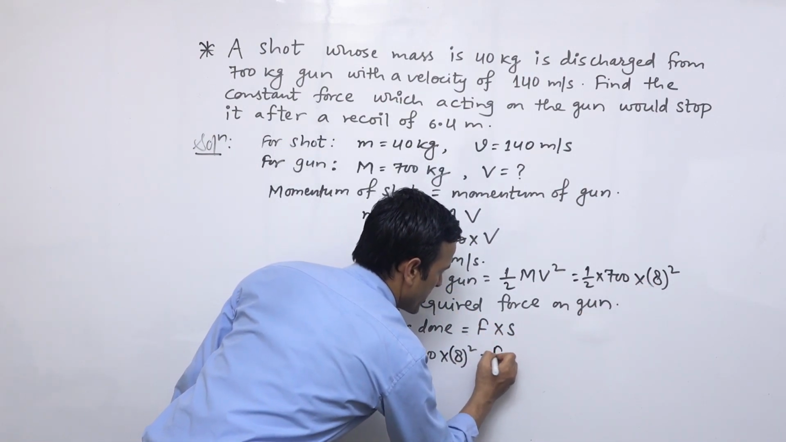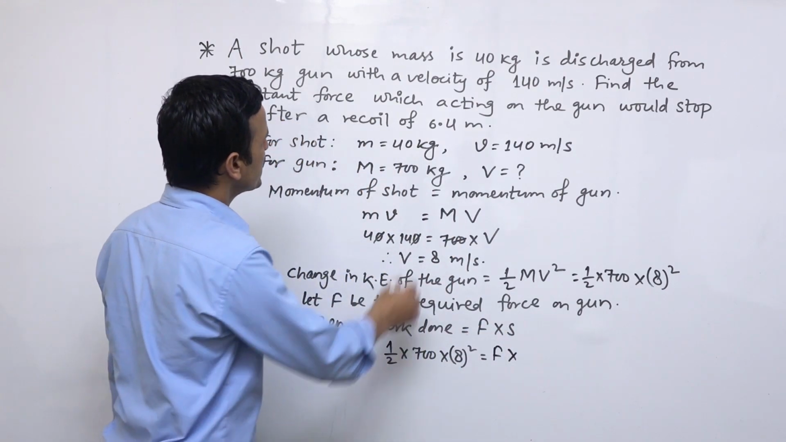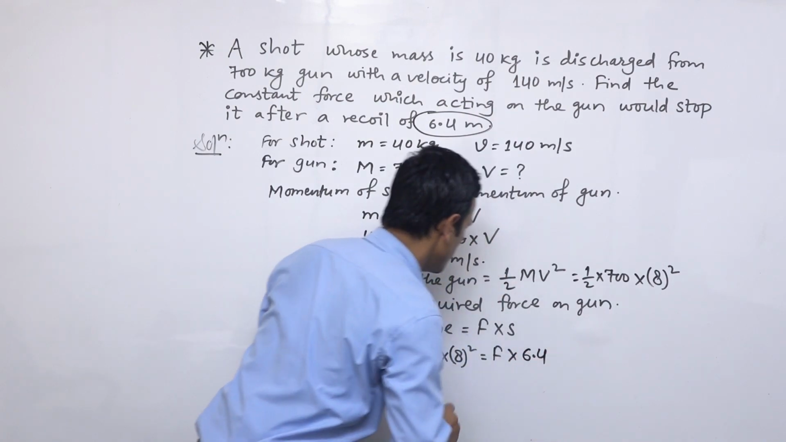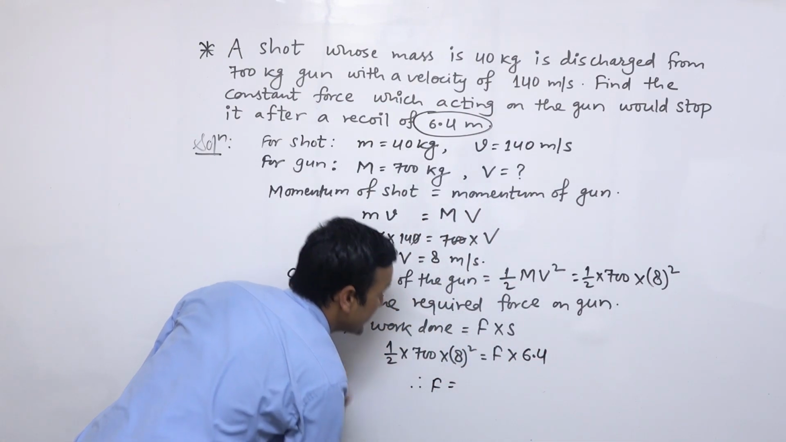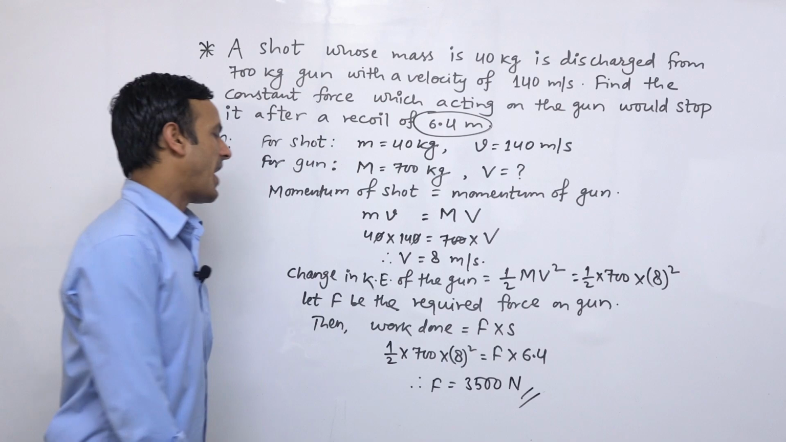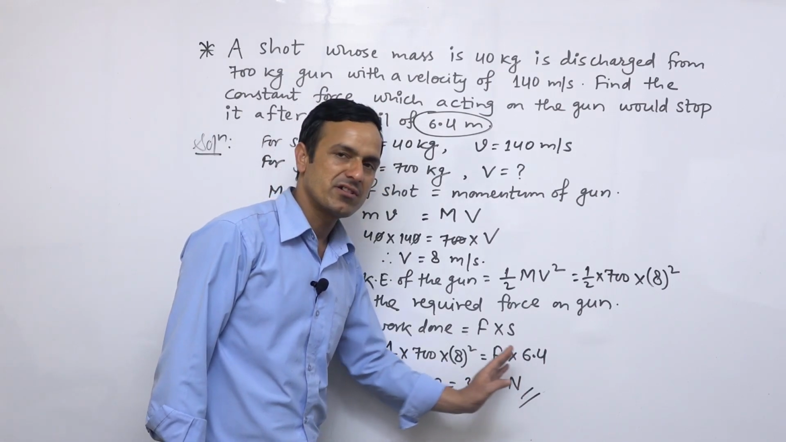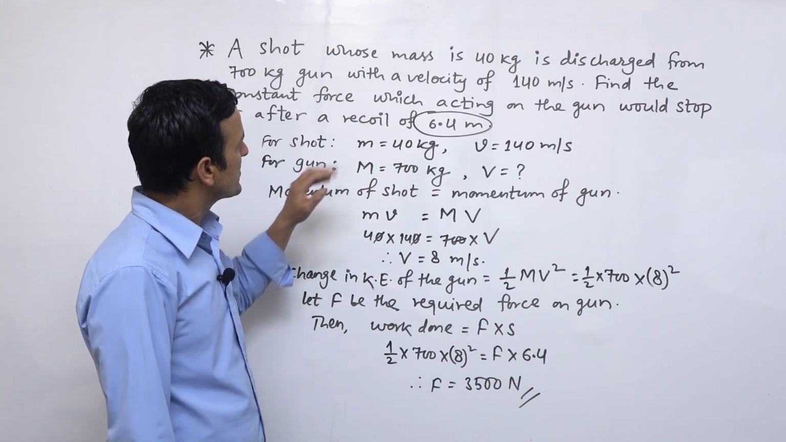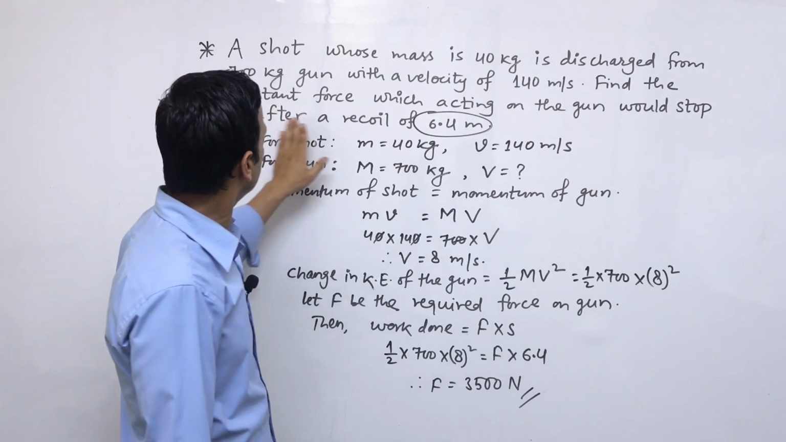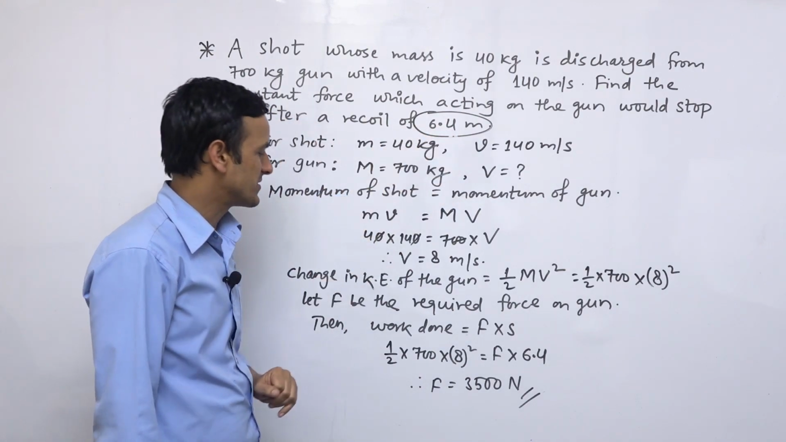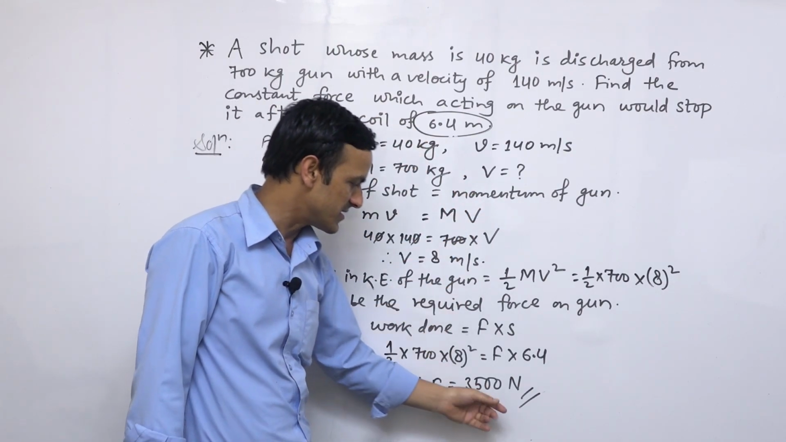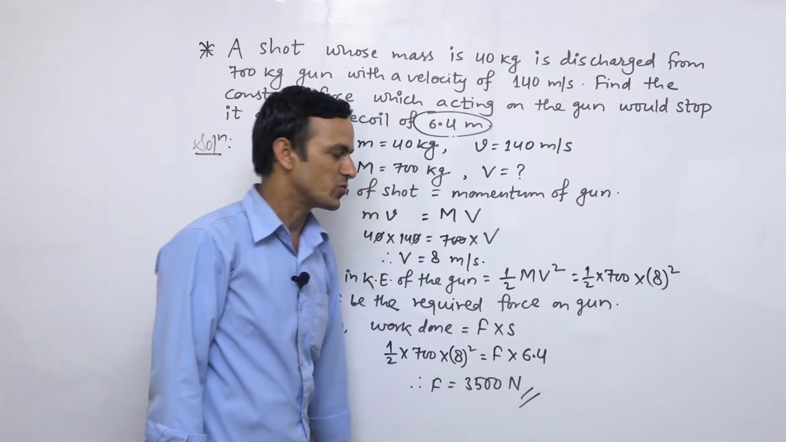And force we are going to find, and S means constant distance. So this is the distance for gun, 6.4 meter. So if you solve it, then we get 3500 Newton force is required, which acting on the gun would stop it after recoiling of this distance. यदि distance cover गरिसकेपछि त्यो गनलाई स्टप गर्नको लागि हामीसँग 3500 न्यूटन को फोर्स हुन आवश्यक छ.